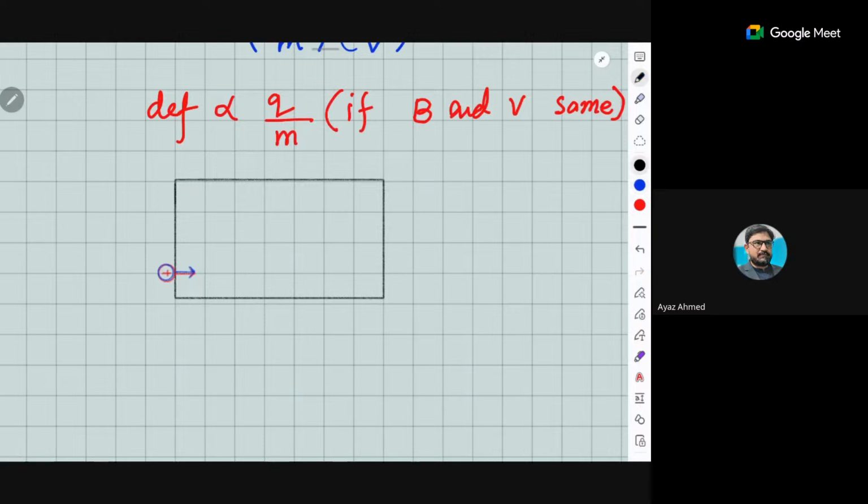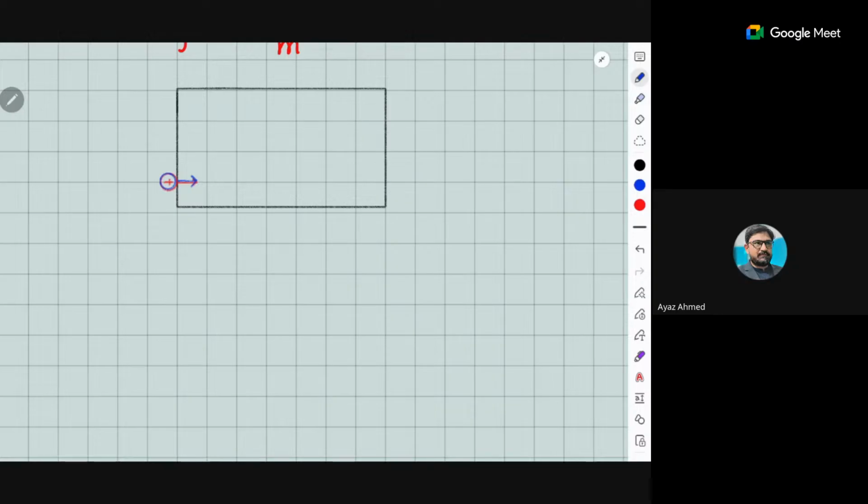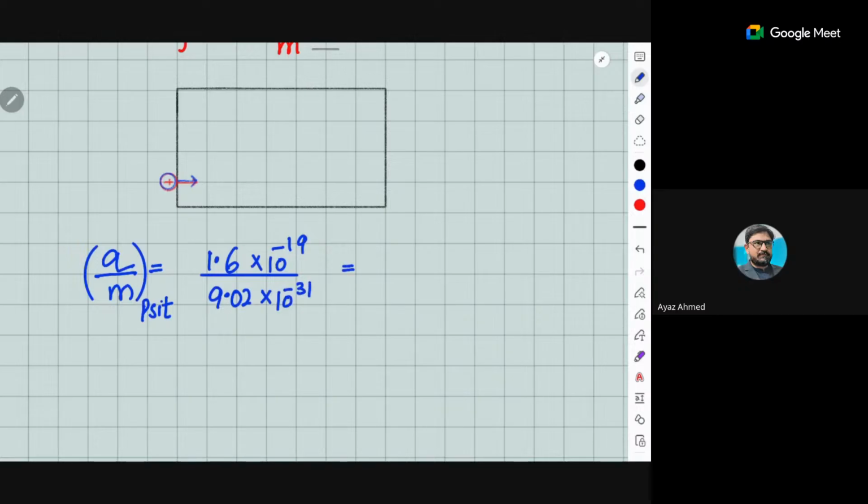So here I will let you know how the specific charge or charge to mass ratio of these particles is studied. Charge to mass ratio is equal to total charge, that is 1.6 into 10 raised to the power minus 19 coulomb, divided by the mass of a positron. This is the charge to mass ratio of a proton. Both are carrying the same charge, so I will write it this way: positron, right? The positron is like an electron. Its mass is 9.02 into 10 raised to the power minus 31 kg. So yes, what is the charge to mass ratio?